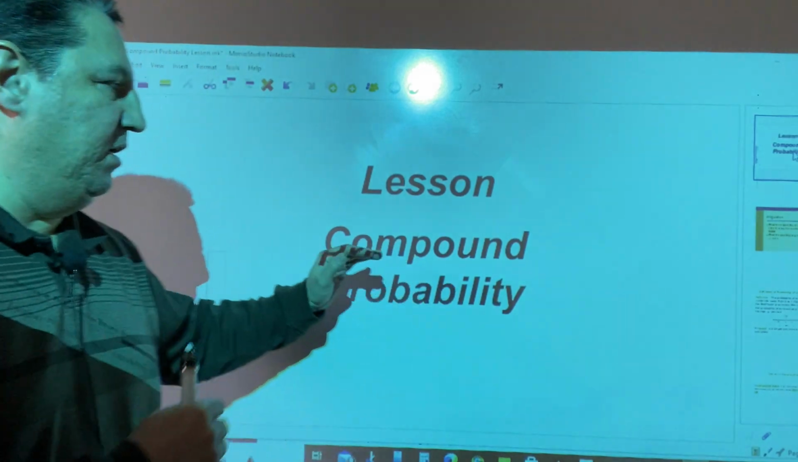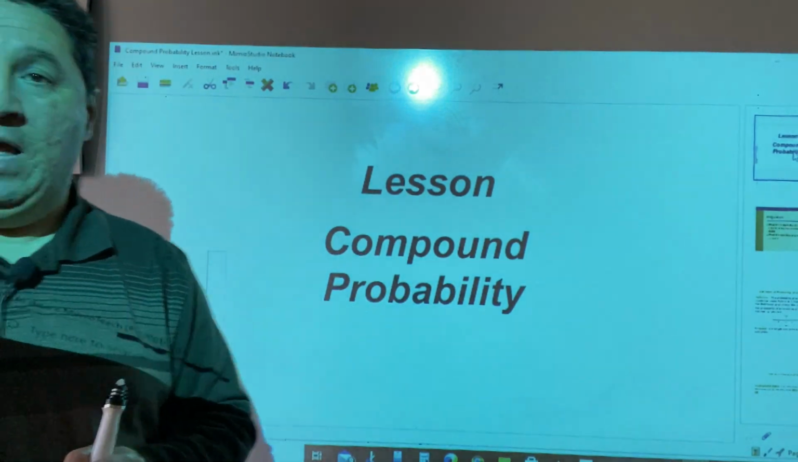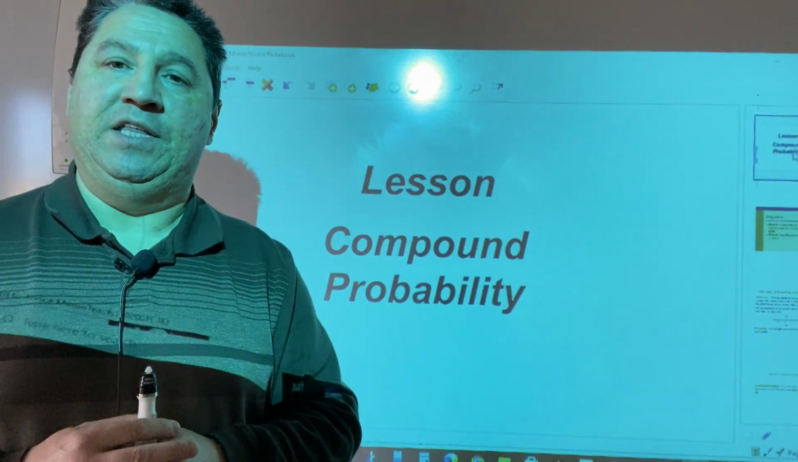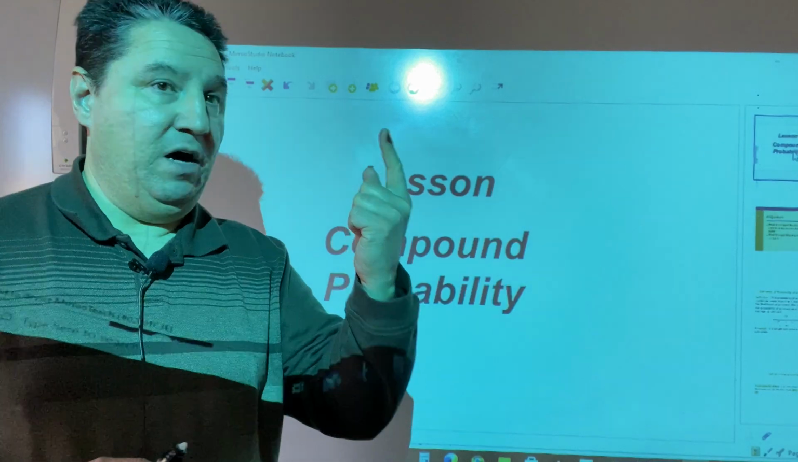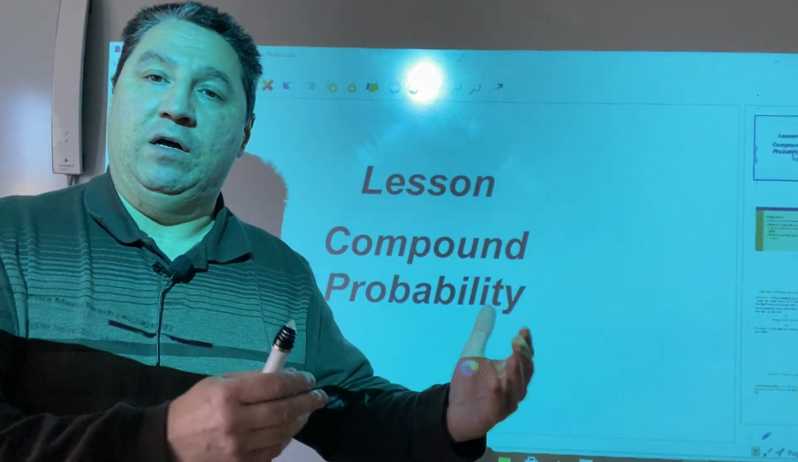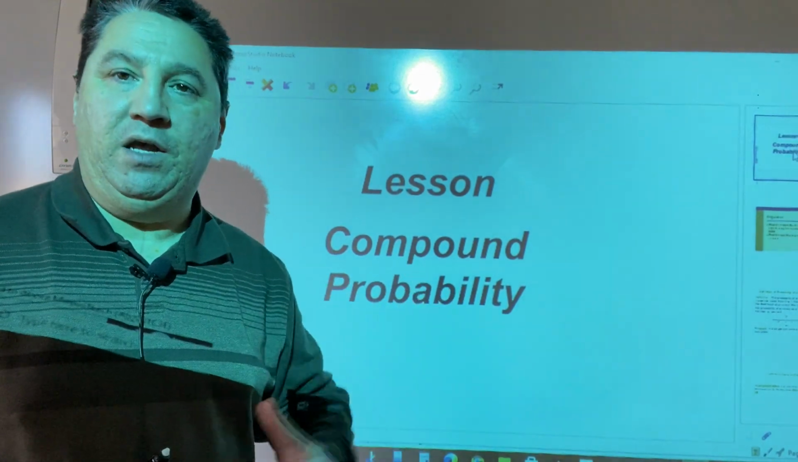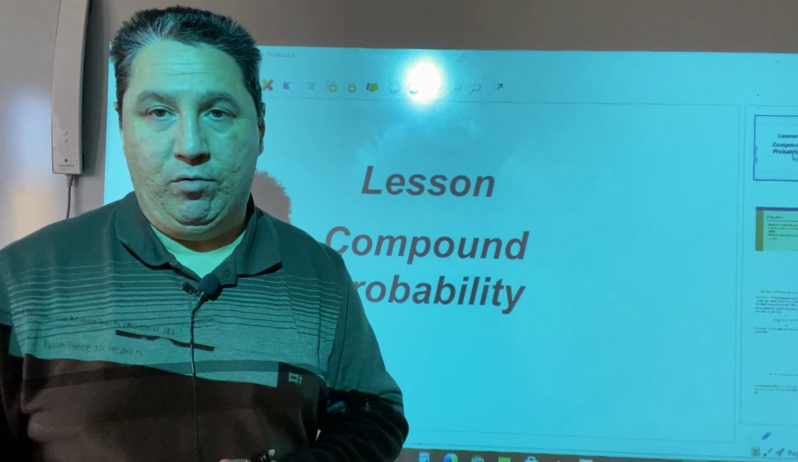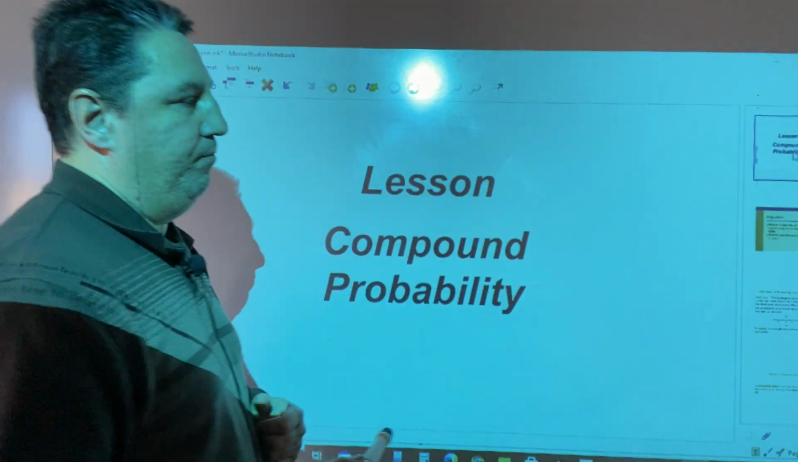Today we'll learn about compound probability. In this lesson, we'll define the probability of an event, compound events, and we'll learn how to calculate the probability of a compound event, or so-called compound probability.